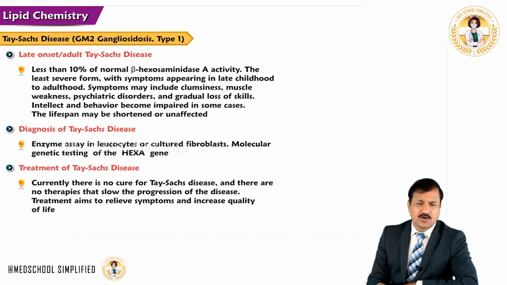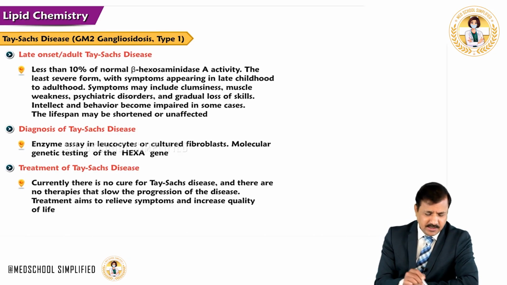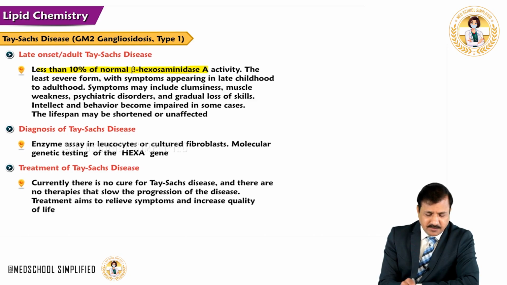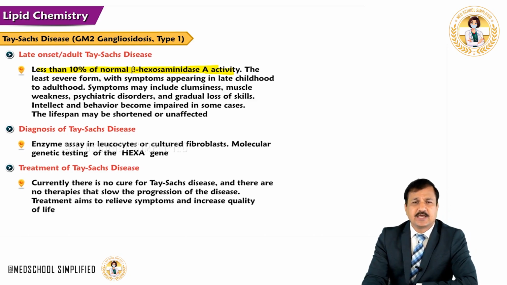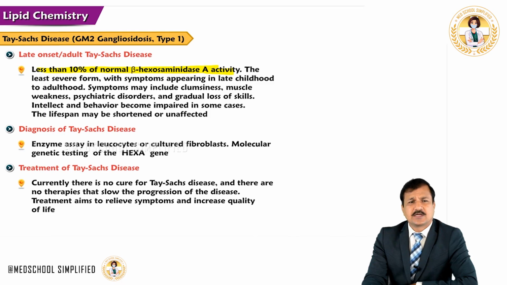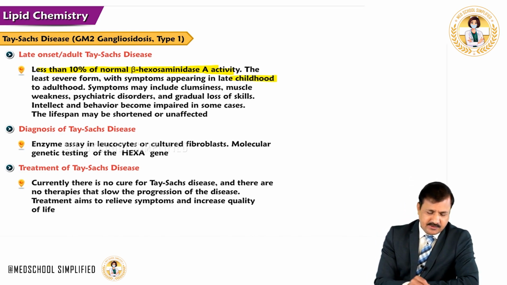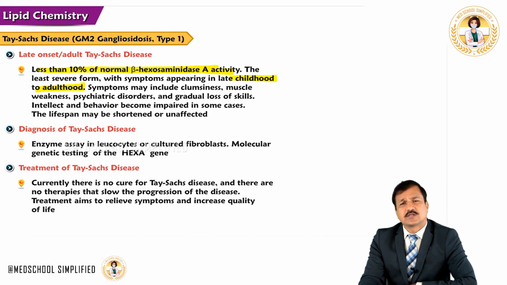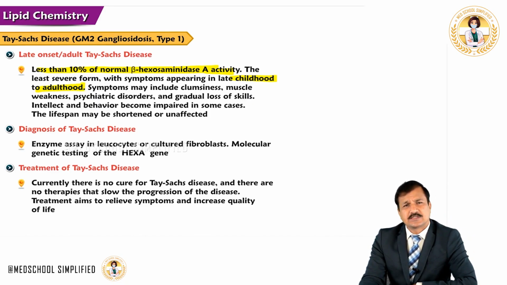Coming to late onset or adult form of Tay-Sachs disease. Here, less than 10% of normal activity of beta-hexosaminidase A enzyme is seen. It's the least severe form of Tay-Sachs disease out of 3, and symptoms and signs appear in late childhood or adulthood. Usually it involves clumsiness, muscle weakness, psychiatric disorders, gradual loss of motor skills, and intellect and behavior becomes impaired in some cases. The lifespan may be shortened or generally not affected.